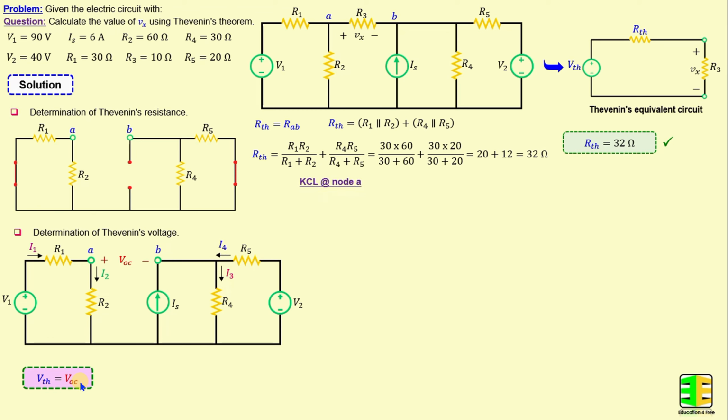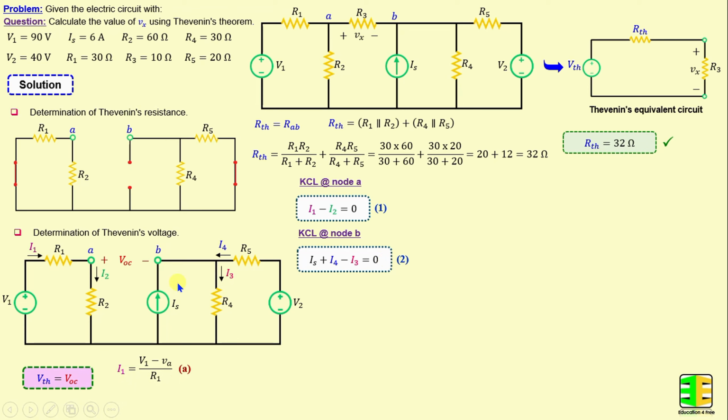By applying Kirchhoff's current law at node A, we can write I1 minus I2 is equal to 0. The current flow in this direction is equal to 0 because we have an open circuit. By applying now Kirchhoff's current law at node B, we can write IS plus I4 minus I3 is equal to 0.